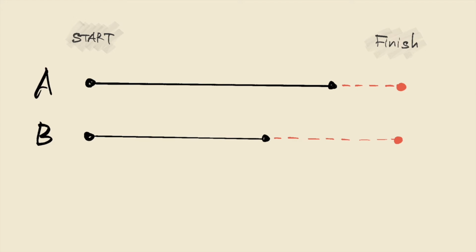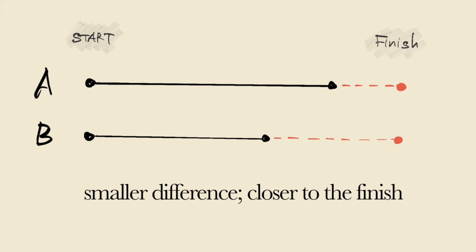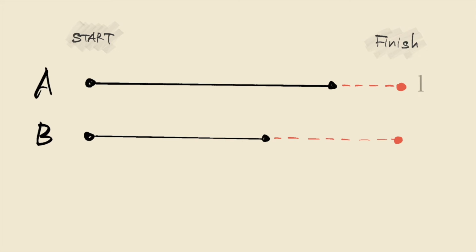Now, one way to think about it is whoever's closer to the finishing line is the one that has the smaller difference to the finishing line. Does that look clear to you? This is a smaller difference compared to this difference here. So this is the first point you have to understand, which is the smaller the difference, the closer to the finish. So if I bring in fractions, the concept remains the same.